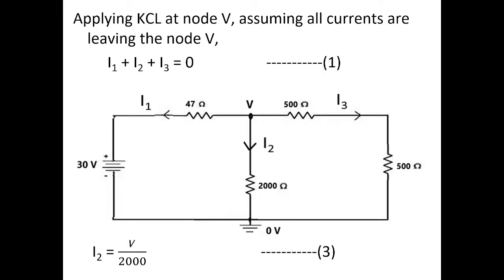If you assume I1 current is entering V, and I2 and I3 are leaving, then you can write I1 is equal to I2 plus I3. According to Kirchhoff's current law, the algebraic sum of entering currents should be equal to the algebraic sum of leaving currents. So I1 should be equal to I2 plus I3. Here we have assumed all the currents are leaving, so I1 plus I2 plus I3 is equal to 0. If you assume all the currents are entering node V, just opposite to this direction, then also I1 plus I2 plus I3 will be equal to 0. Same equation you will get.